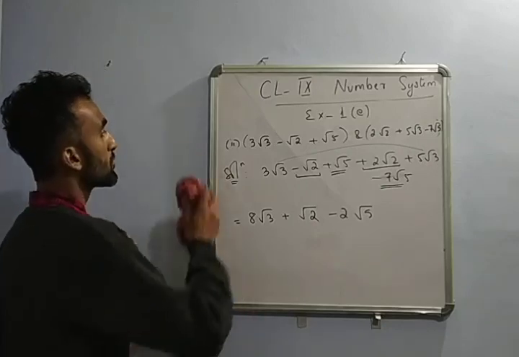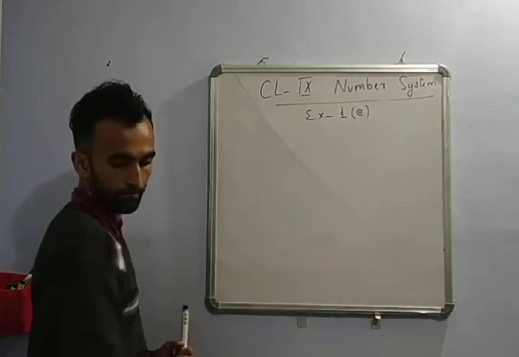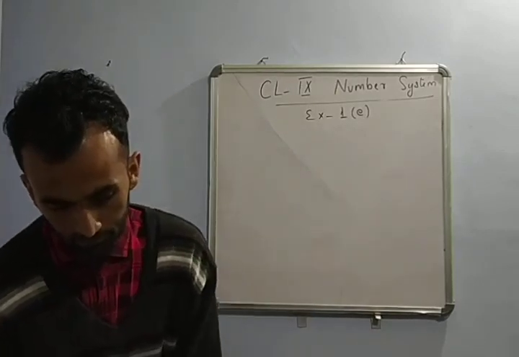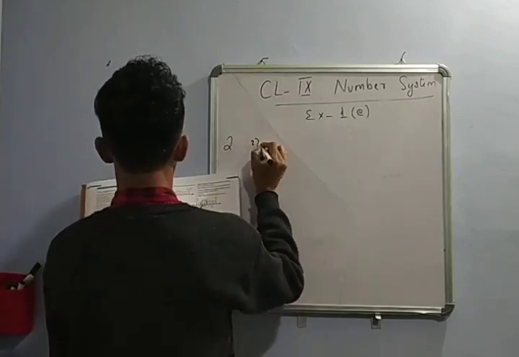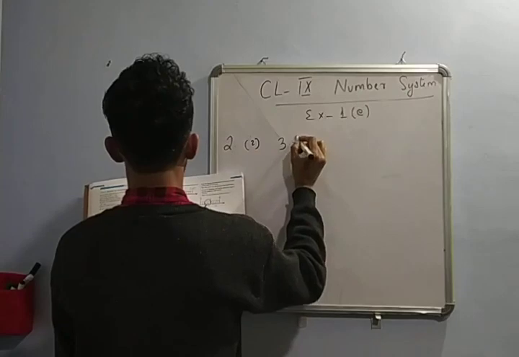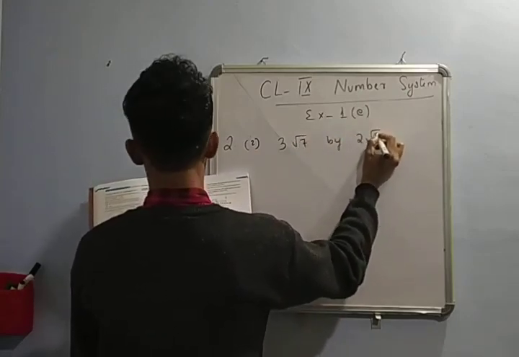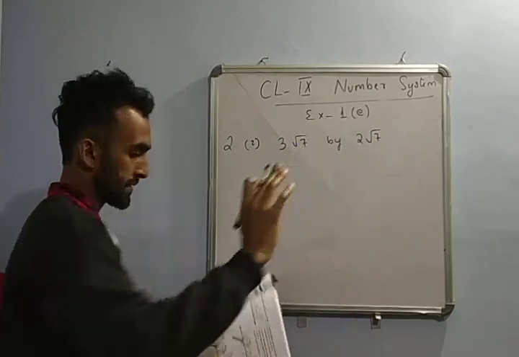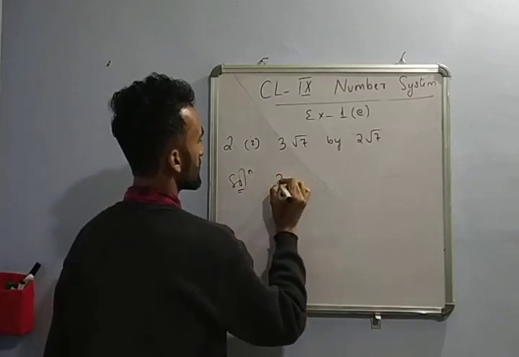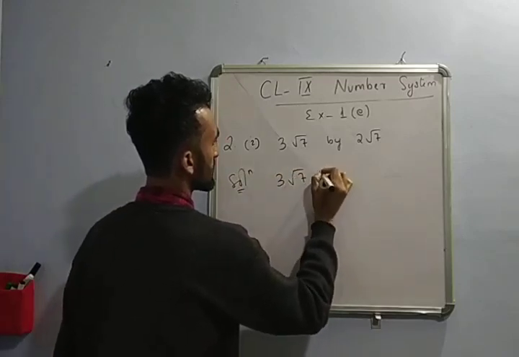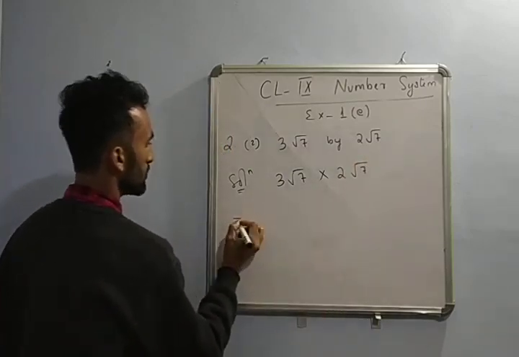I will see question number 2, multiplication. Okay, multiplication. Question number 2, sub number 1. 3 root 7 by 2 root 7. Multiply this by this. So solution, you have to insert multiplication sign here to root 7. Okay, now check, equal to.